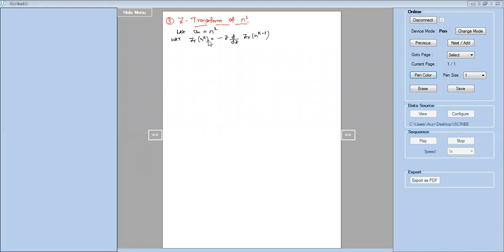So the z transform of n power 1, that is n, I derived only by using the basic formula. But from this onwards, I'll use this property. If you use this property, it is easy. See here, I want the z transform of n square. So just compare here, the value of k becomes 2. So let us put k is equal to 2 in this.